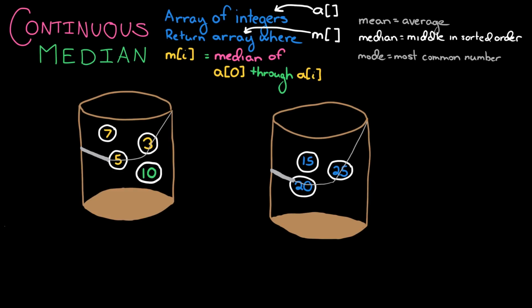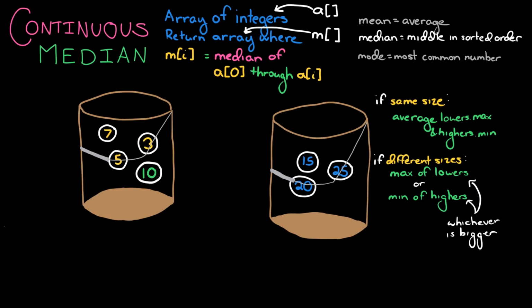If the buckets are different sizes, then take the bigger bucket and pick either the min or max depending on whether it's the lower half or the upper half. If the buckets are the same size, then take the biggest element from the lower half and the smallest element from the upper half and average those. Well, that's all well and good, but how do we actually do this efficiently?